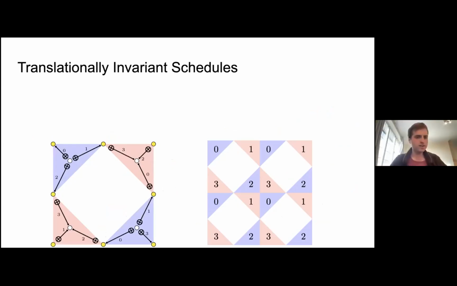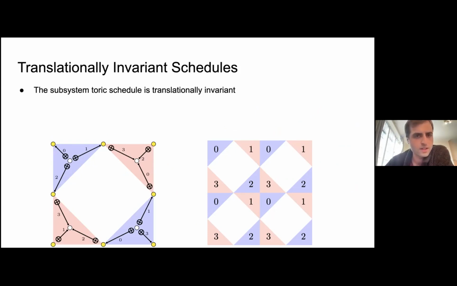Okay, now an important question is how can you schedule these codes? This is a problem that a lot of LDPC codes suffer from because they're often randomized constructions with high weight stabilizers, and so constructing an efficient schedule is quite challenging if you measure the stabilizers. For the subsystem toric code or surface code, it's translationally invariant, which makes it much simpler to schedule. So the subsystem toric code schedule is translationally invariant.